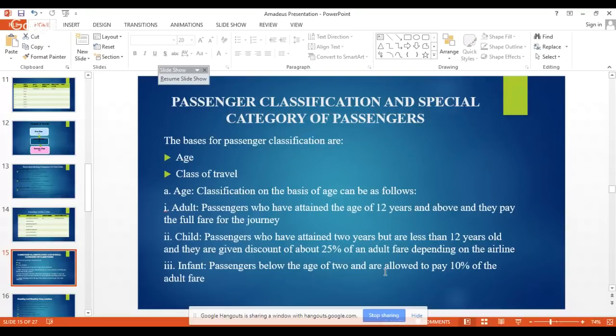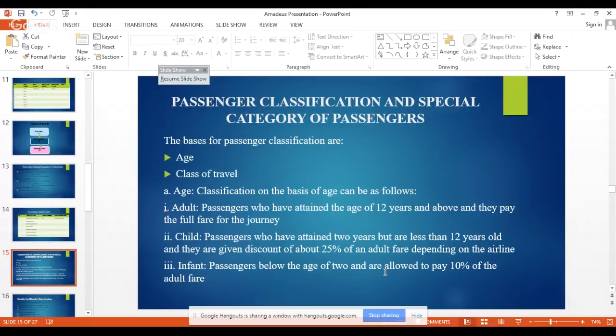Next to that is child. Children are passengers who have attained 2 years but are less than 12 years old. Once the passenger is 2 years and is not up to 12 years old, such a passenger is classified as a child. And depending on the airline, they are given a discount of about 25% of an adult fare. Please, let's take note of that.